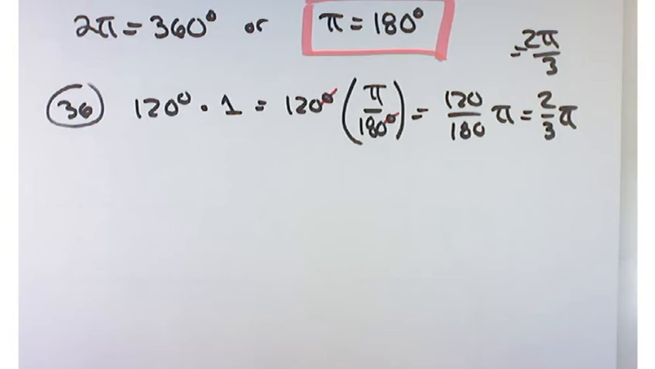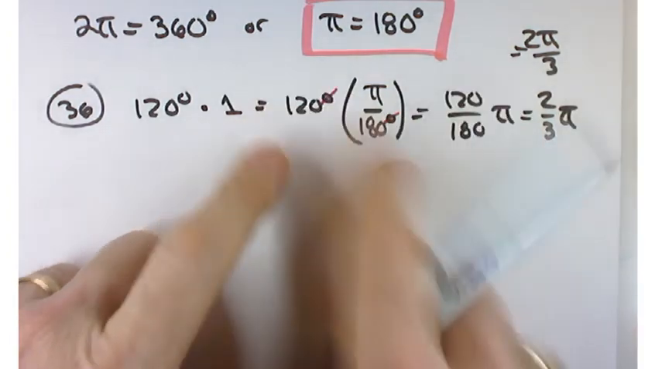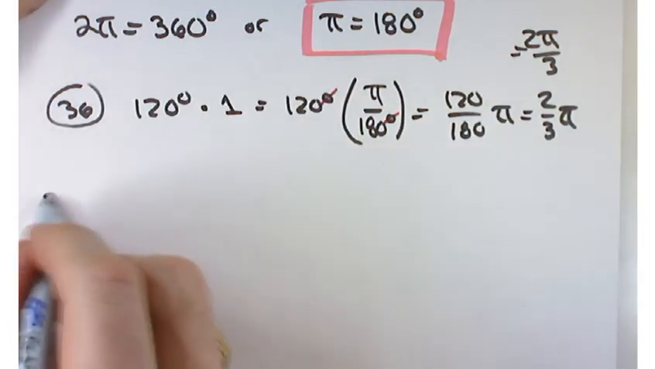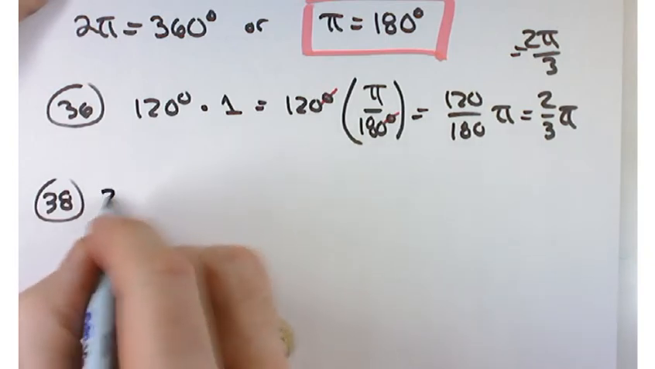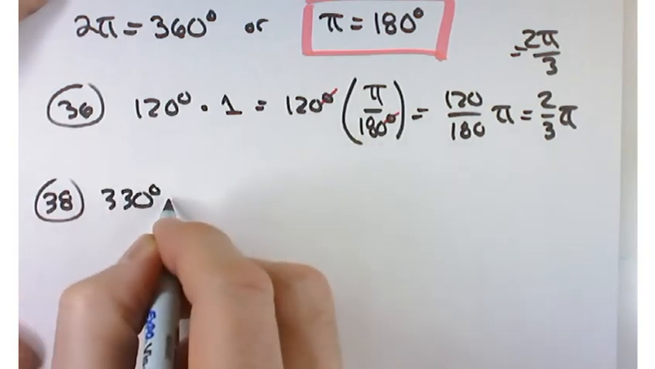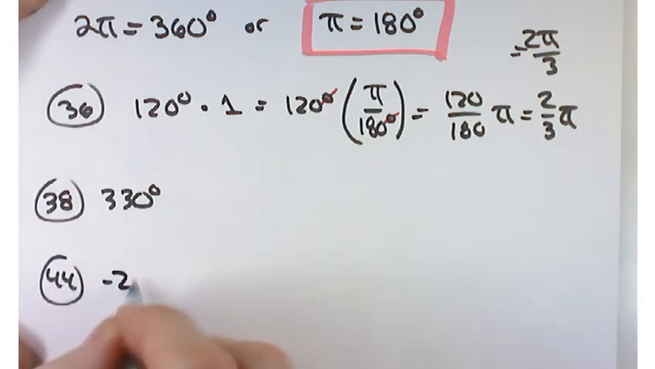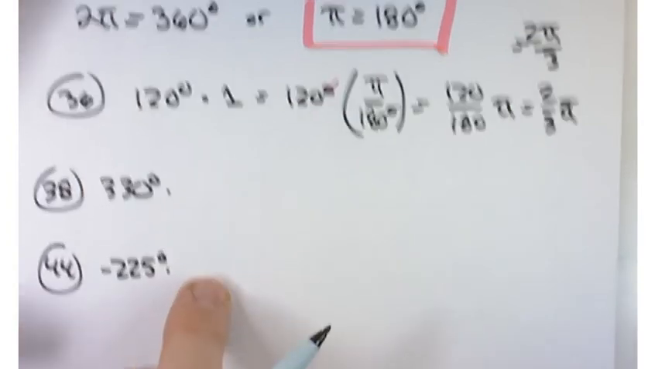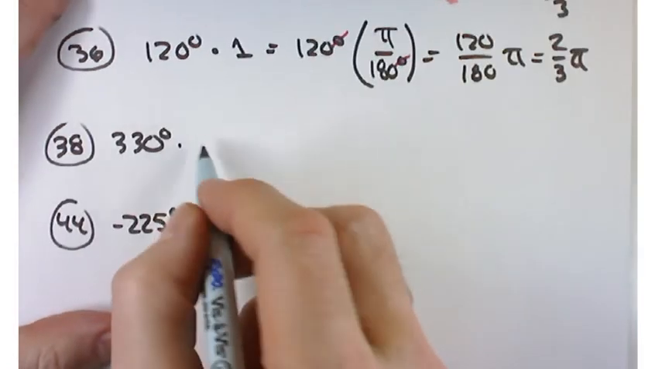Let's try another one. Are we okay with that? Do you understand why we're putting the 180 in the denominator? It's because it cancels when it's in the denominator. Now, problem number 38, 330 degrees. And problem number 44, negative 225 degrees. I'll help you out with the first one, and then I'll ask you to do the next one.